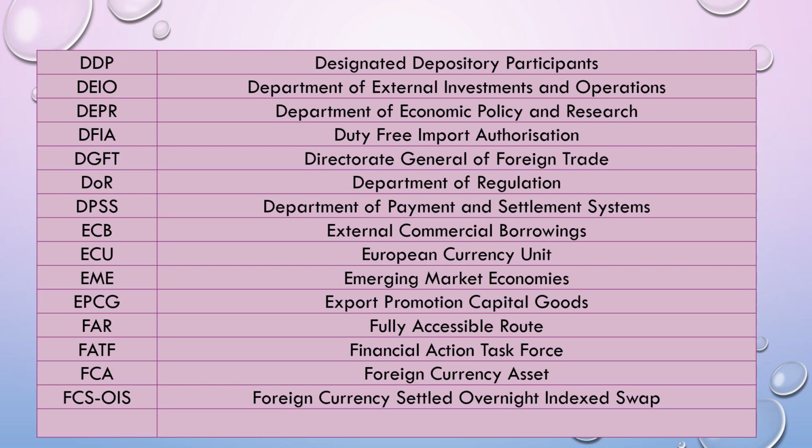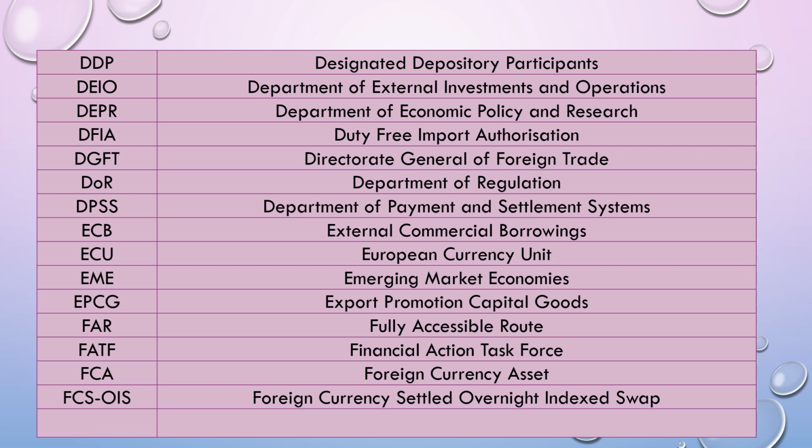ECB, External Commercial Borrowing. External commercial borrowings or ECBs are loans in India made by non-resident lenders in foreign currency to Indian borrowers. They are used widely in India to facilitate access to foreign money by Indian corporations and public sector undertakings.